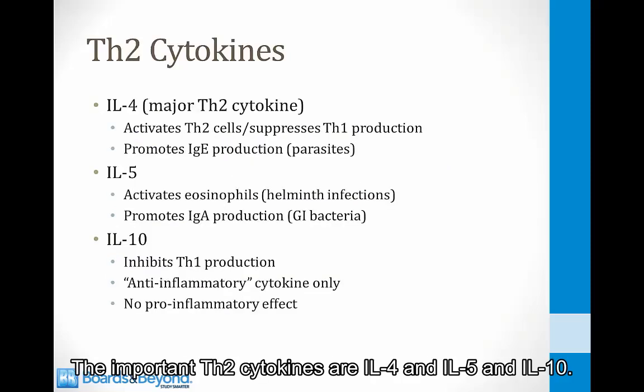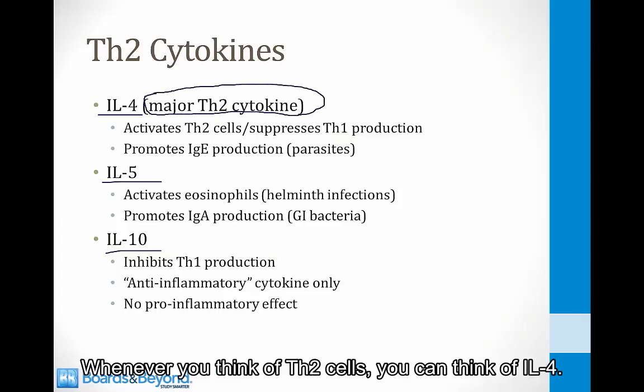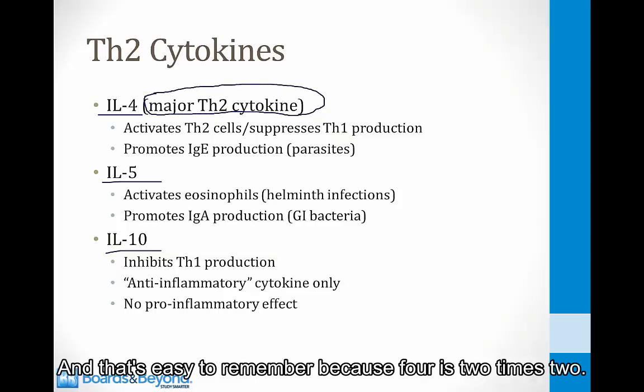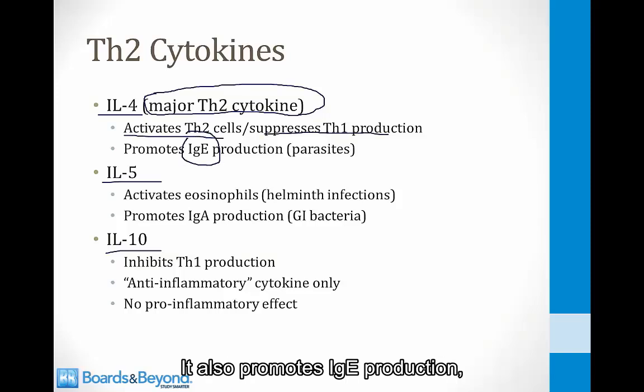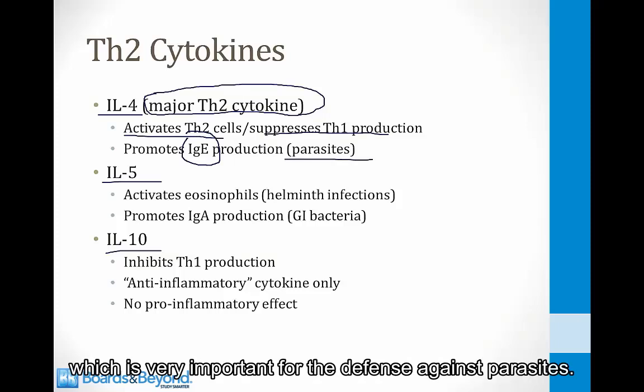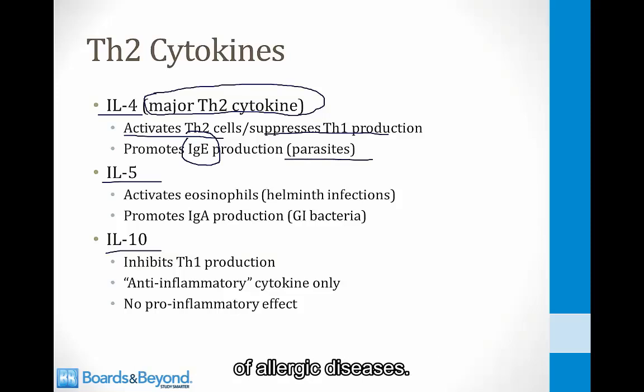The important Th2 cytokines are IL-4 and IL-5 and IL-10. And of these, IL-4 is the major Th2 cytokine. Whenever you think of Th2 cells, you can think of IL-4, and that's easy to remember because 4 is 2 times 2. IL-4 activates Th2 cells and suppresses Th1 production. It also promotes IgE production, which is very important for the defense against parasites. It's also very important in the development of allergic diseases.